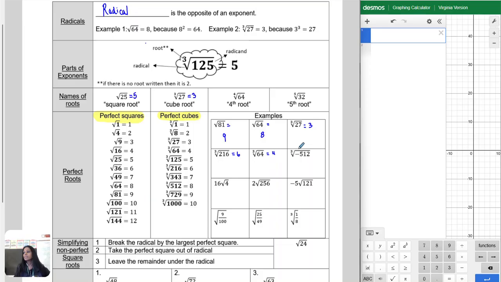Now, this is important right here. What about if you have a negative? First of all, if you have a negative under a square root, it's undefined. You can't take the square roots of negative numbers.